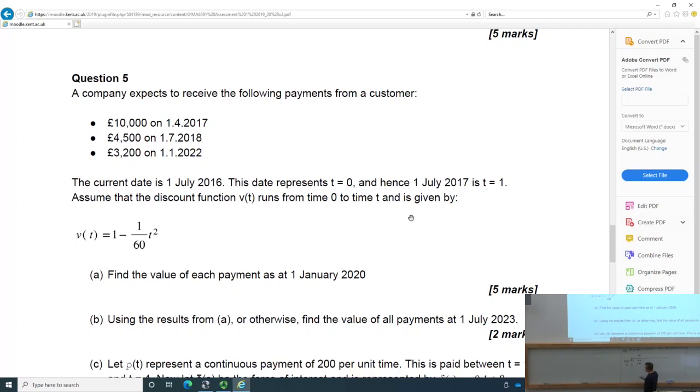Okay, we need to find the present value of that, or, well, in this case, that'll be the accumulated value on the 1st of January 2020. So we're looking for x. Good. So what time's that then? So it isn't 4 years. It's 3.5, isn't it? Yeah, so that's time 3.5.